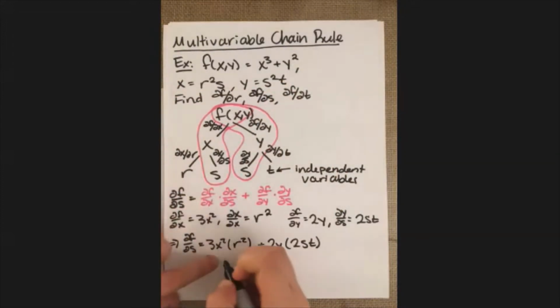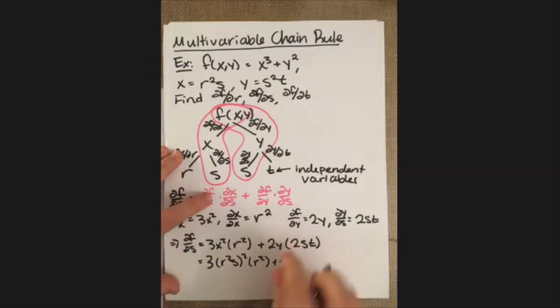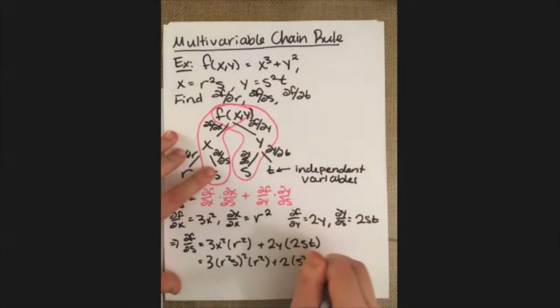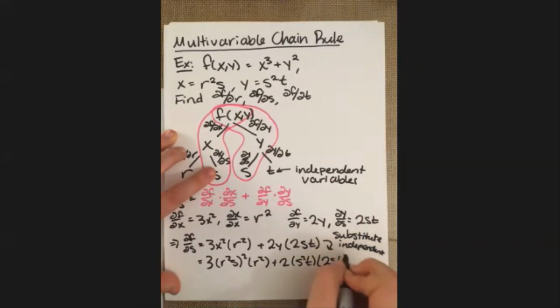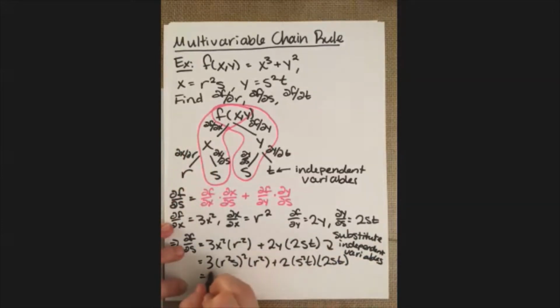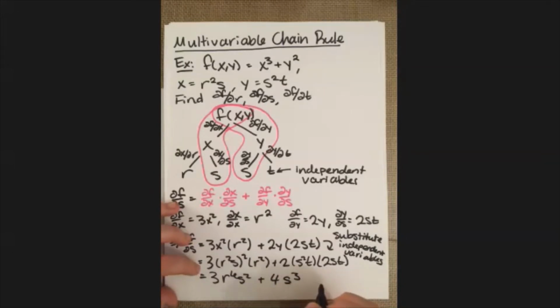So we get like 3x squared is going to become 3 times r squared s squared, times r squared, and then plus 2 times, and then that y is going to get replaced with s squared t, times 2st. So we're going to substitute the independent variables. And then we can just simplify it down a little bit. So we get 3 r to the 6th s squared plus 4 s cubed t squared for this guy right here. And that's your final answer for df/ds.